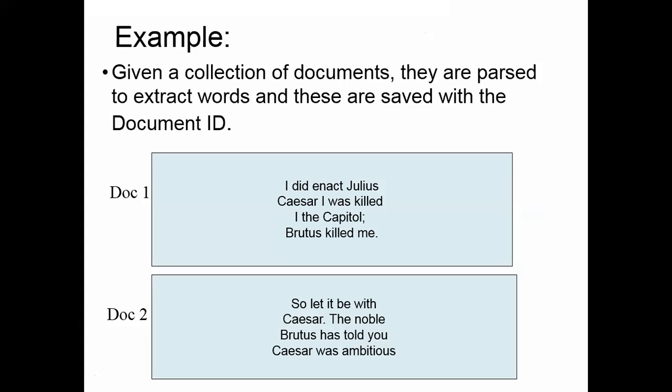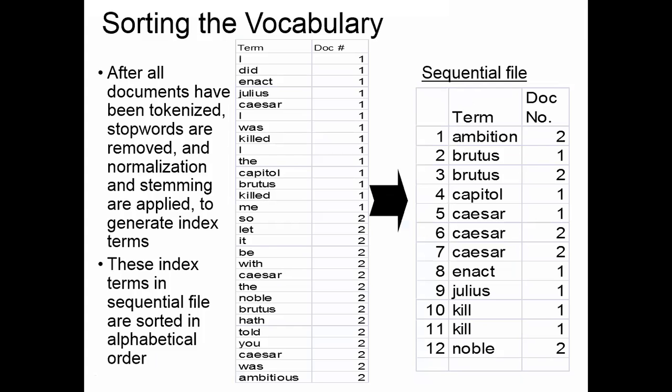Let's take an example. We have assumed 2 documents. The first one is containing this text. The second one is containing this text. As we said, the first step is tokenization, stopword detection, normalization, and stemming. Normalization will give us each term that is available in the 2 documents. All the terms are identified.